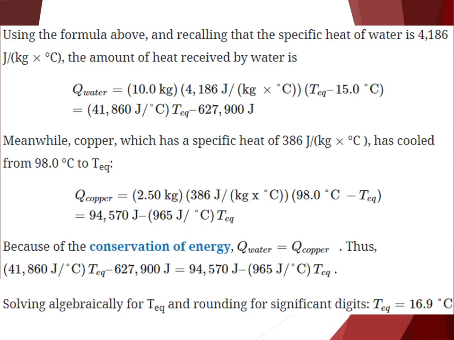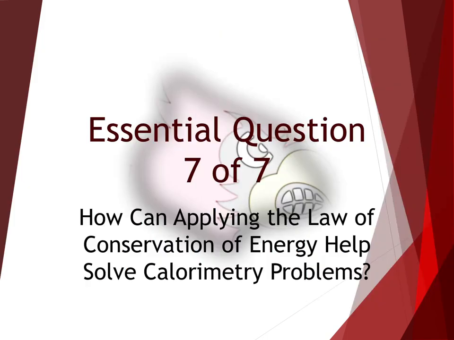Then we can simply use our algebra skills, right? Solving algebraically for T sub EQ, and then rounding for the appropriate number of significant figures, which in this case would be 3, we would find that the thermal equilibrium is 16.9 degrees Celsius. At this point, you should be able to fully and appropriately respond to today's essential question: how can applying the law of conservation of energy help solve calorimetry problems?